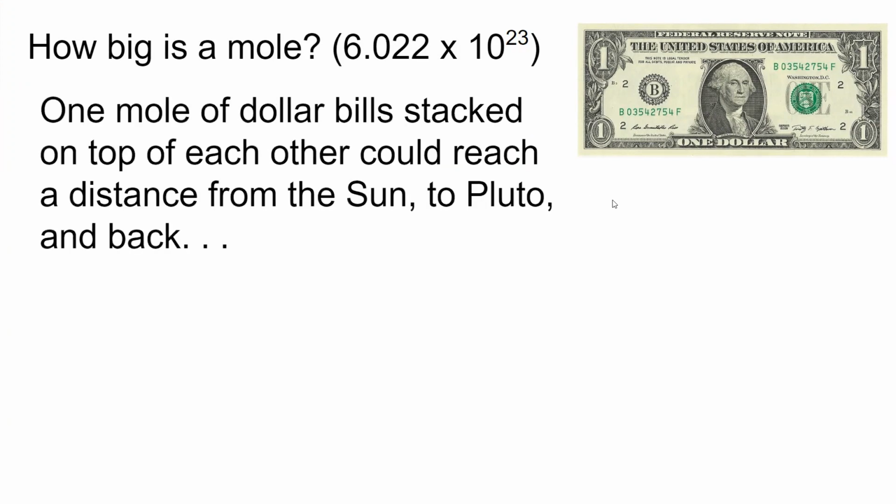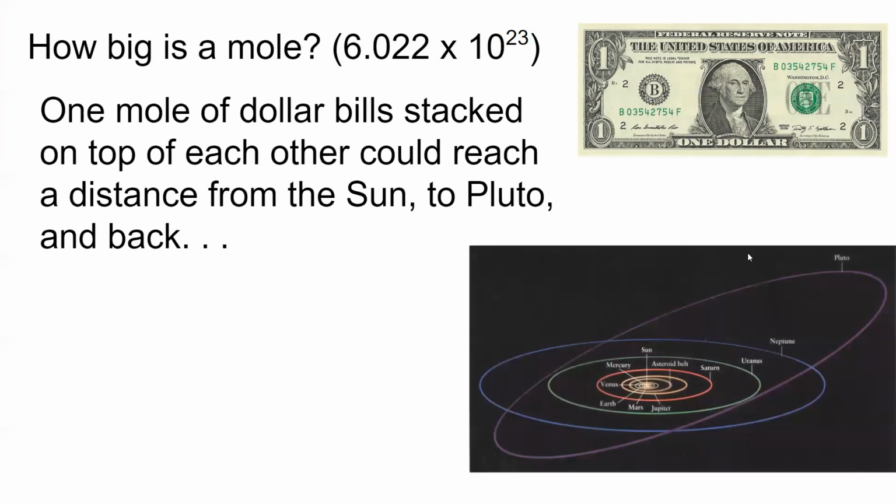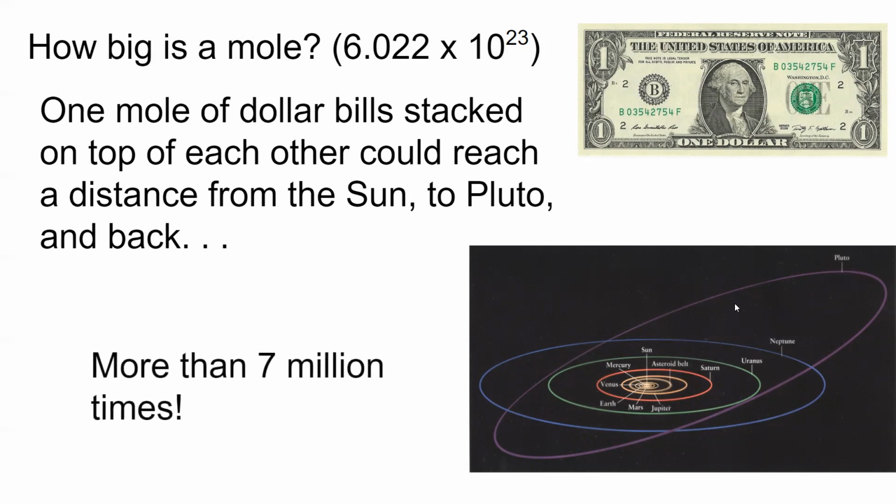Okay, one mole of dollar bills stacked on top of each other could reach a distance from the sun to Pluto and back, not just from the sun to Pluto, but back. Sun, Pluto, back more than 7 million times. That is a massive amount. I actually had to prove this and go in and do the math and figure out the thickness of a dollar bill. And indeed, it is slightly more than 7 million times. So crazy. Moles are huge.